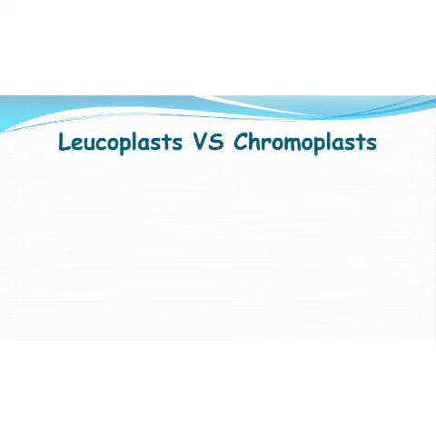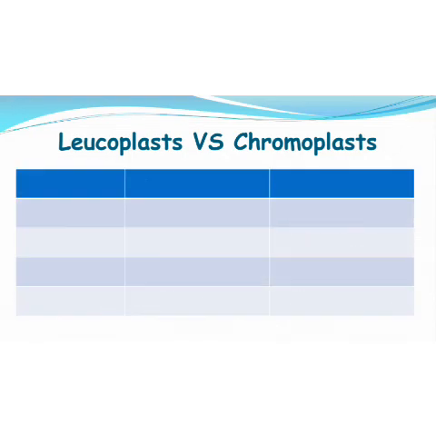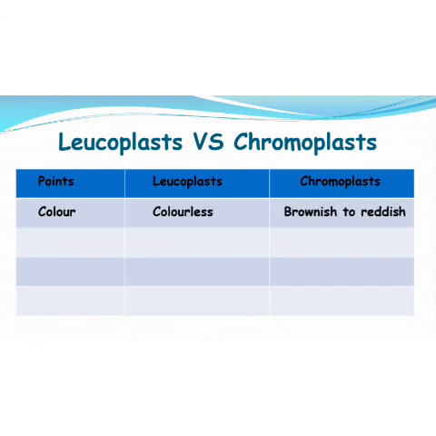Next we will discuss the difference between leucoplast and chromoplast. So in this table we will discuss the points and differentiate leucoplast and chromoplast. First, color. Leucoplast is seen to be colorless, whereas chromoplast is non-green but brownish to reddish in color, right? If we talk of food, leucoplast stores food, whereas chromoplast cannot store food.